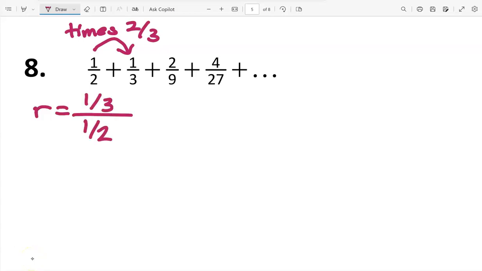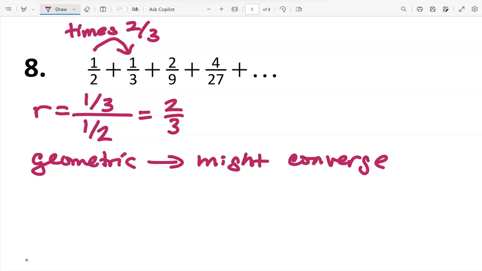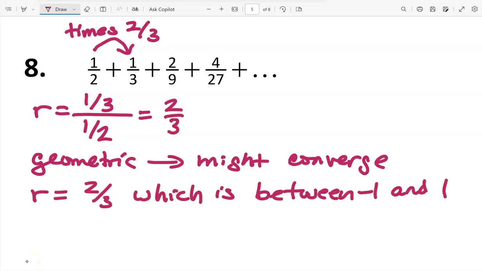The ratio can be found by dividing any term by its immediate previous term. So the second term 1/3 divided by the first term 1/2 is 2/3. Since the series is geometric, it might converge depending upon the value of r. The value of r that we found is 2/3, which is a number that falls in between -1 and 1.